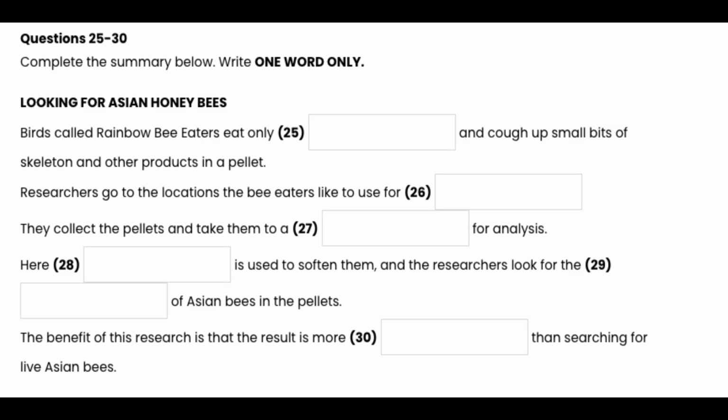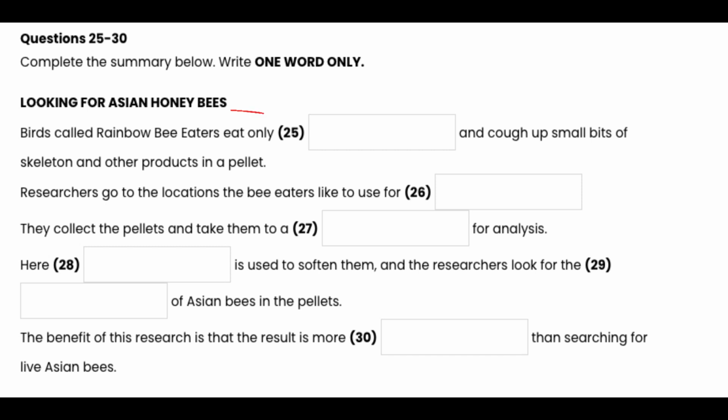Now listen and answer questions 25 to 30. How will you know if Asian bees have entered Australia? We're looking at the diet of the bird called the rainbow bee-eater. The bee-eater doesn't care what it eats as long as they're insects.